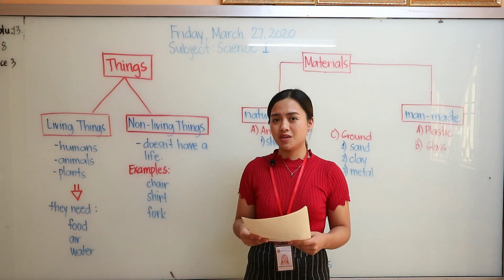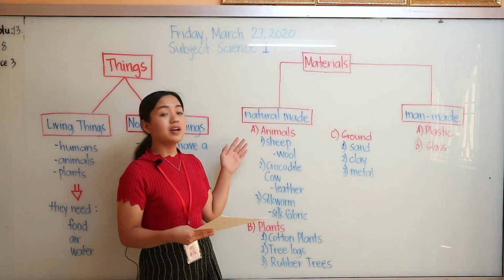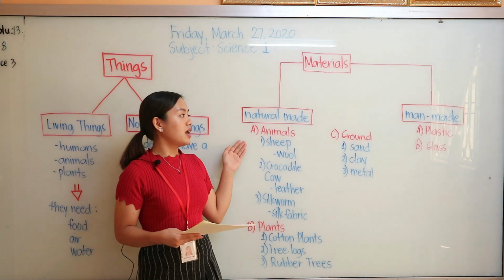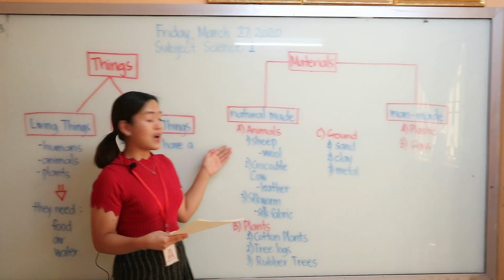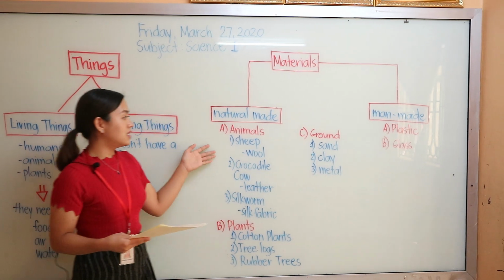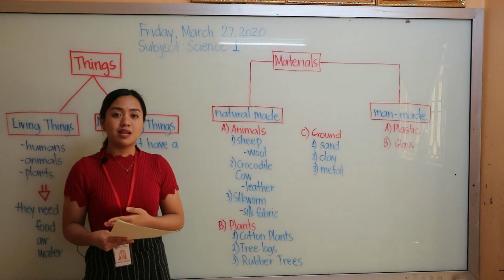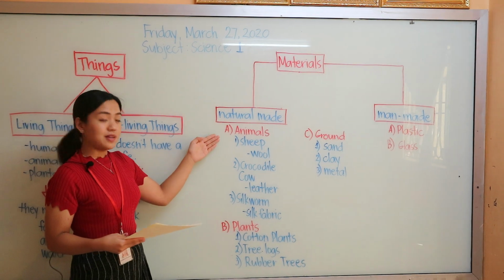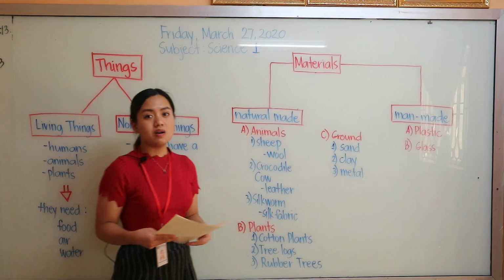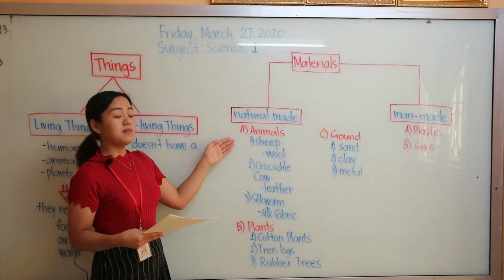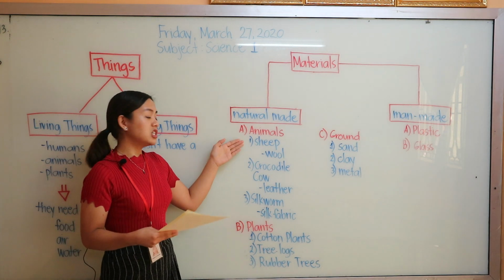So what are materials? There are two types of materials. We have here natural-made materials, and we also have here man-made materials. Now let's try to focus first on the natural-made materials. So we can get natural-made materials from animals, from plants, and from the things we see on the ground. First, animals. So we can get wool fabrics from sheep.